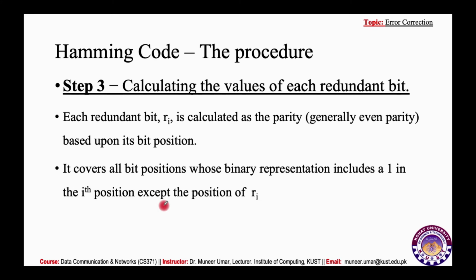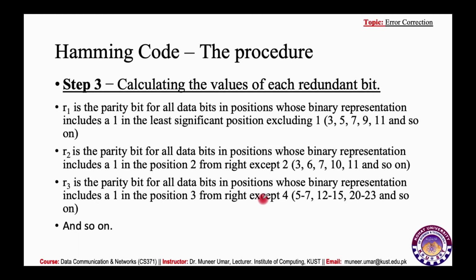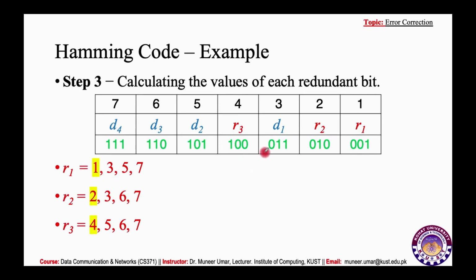Next is step number 3, calculating the values of each redundant bit. The value of a bit would be either 0 or 1. Each redundant bit Ri is calculated as the parity, which we usually take as even parity, based upon its bit position. It covers all bit positions whose binary representation includes a 1 in the ith position, except the position for Ri. Now here, if we look into this example, actually we will explain this example later.